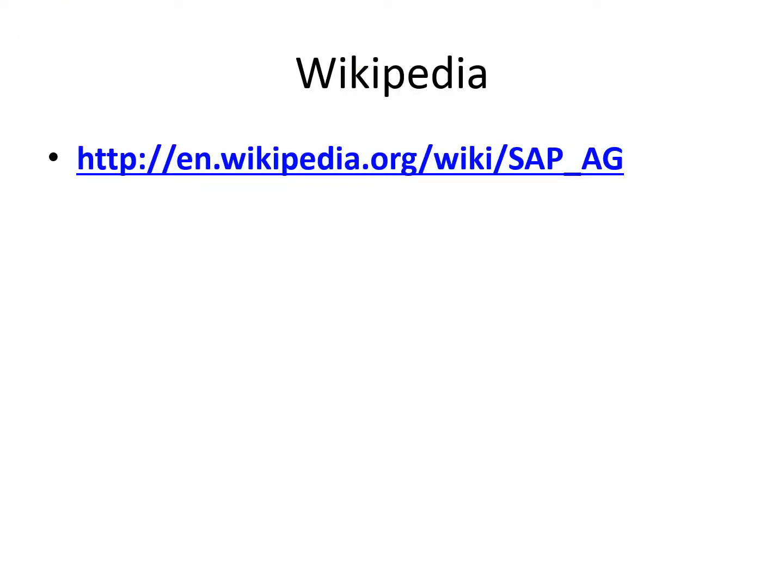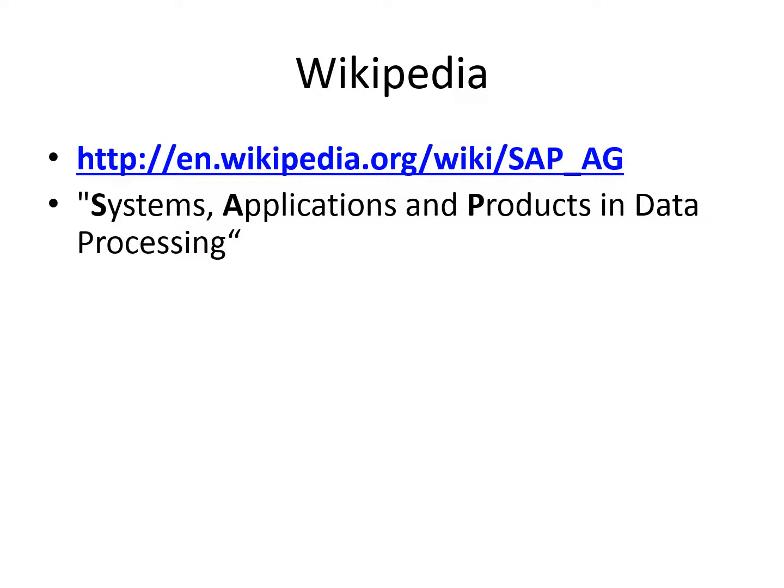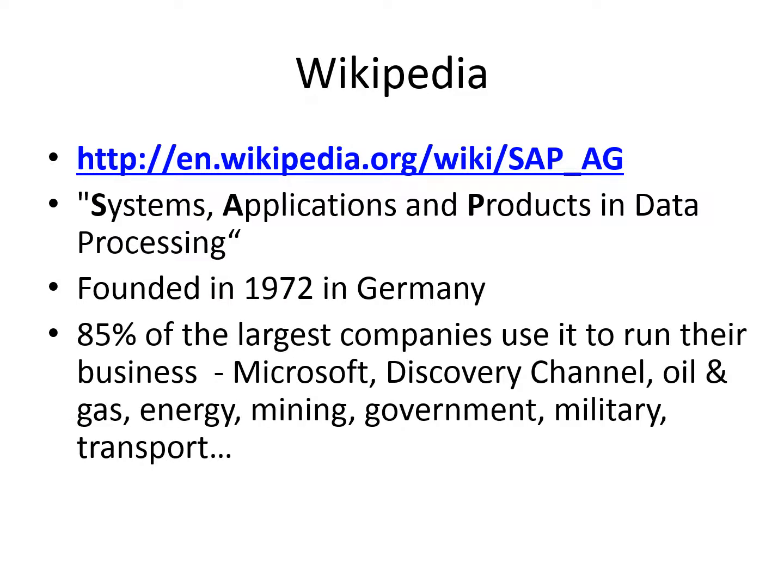Wikipedia says it is systems, applications, and products in data processing. It was founded in 1972 in Germany, but it was actually from a couple guys in IBM in California that bought the accounting package that was offered from IBM, and they got the source code. They moved to Germany, hired a bunch of programmers, and took it from there. Basically built from a core of the accounting module.